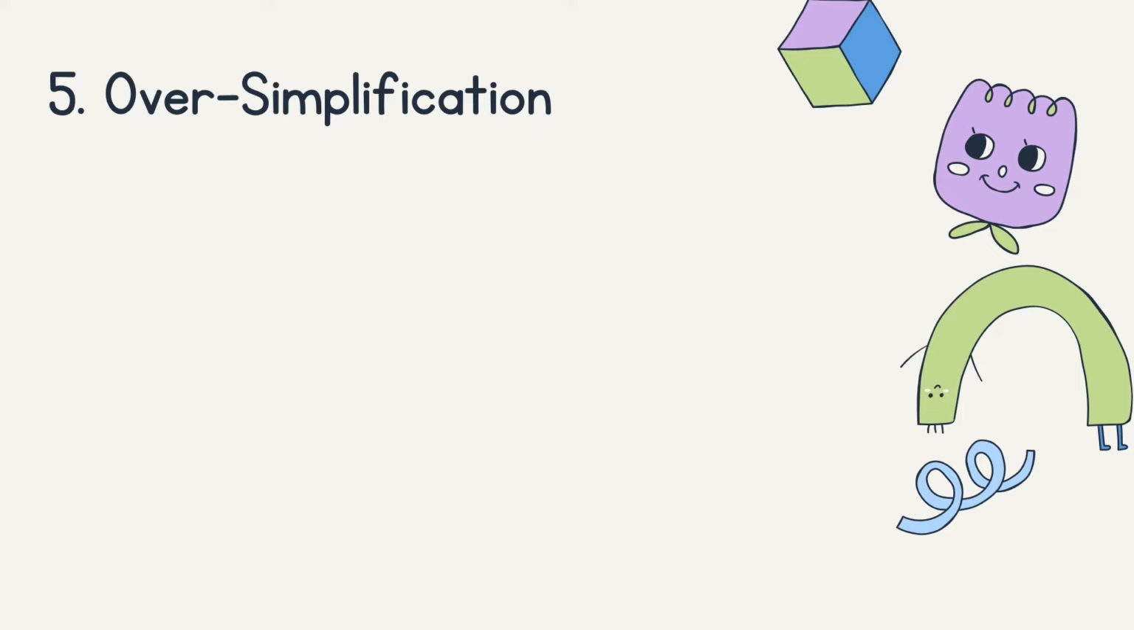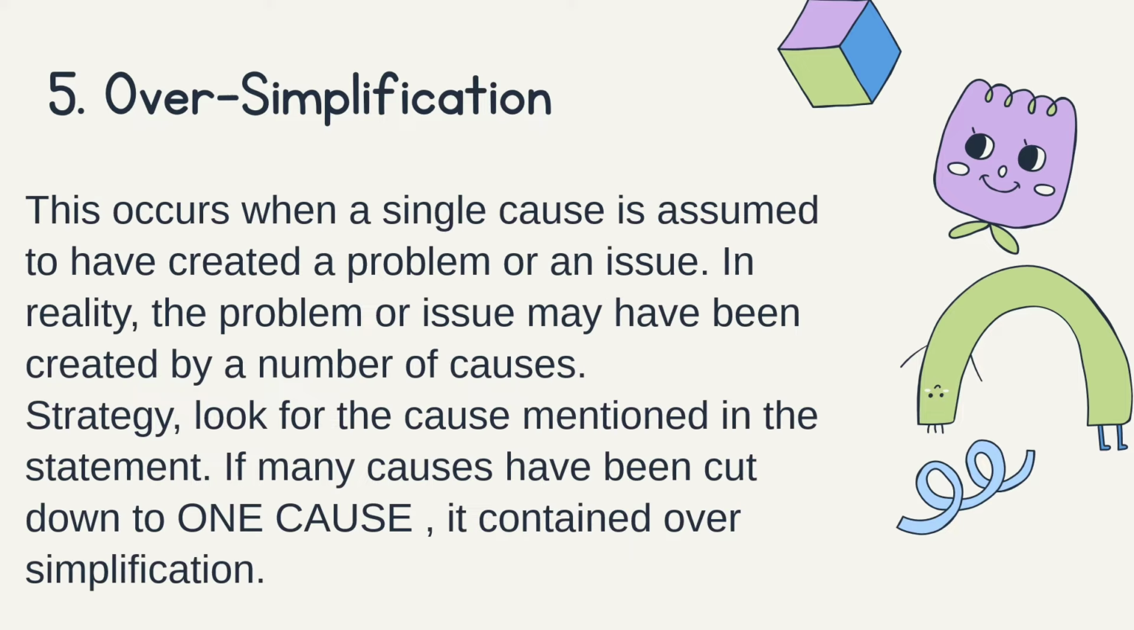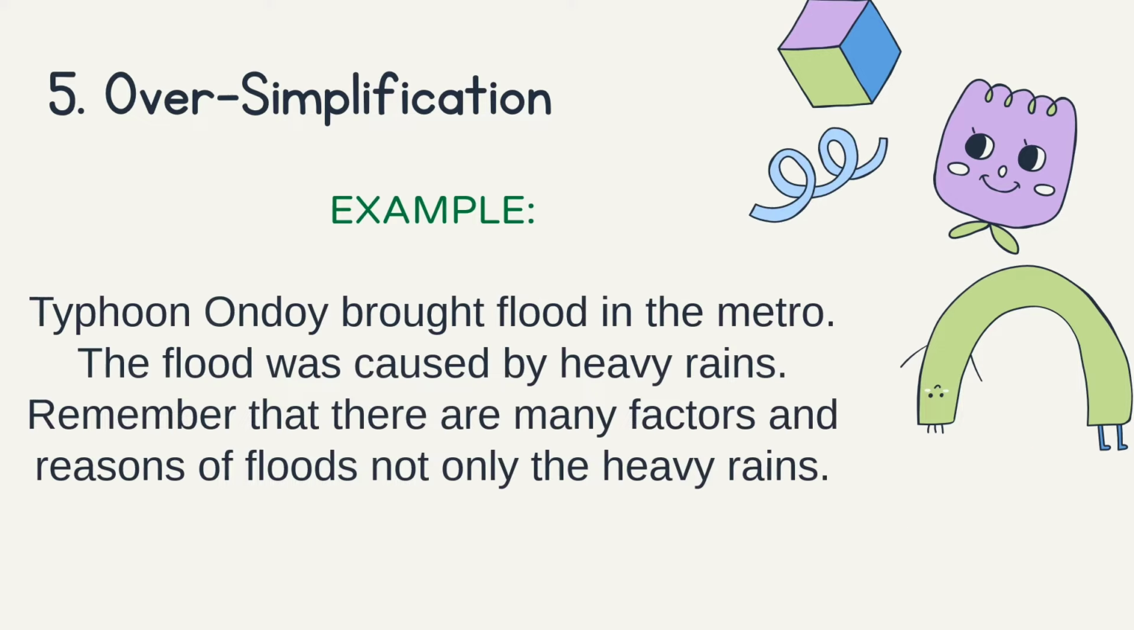Number 5, oversimplification. This occurs when a single cause is assumed to have created a problem or an issue. In reality, the problem or issue may have been created by a number of causes. Strategy: look for the cause mentioned in the statement. If many causes have been cut down to one cause, it contained oversimplification. For example, Typhoon Ondoy brought flood in the metro. The flood was caused by heavy rains. Remember that there are many factors and reasons of floods, not only the heavy rains.